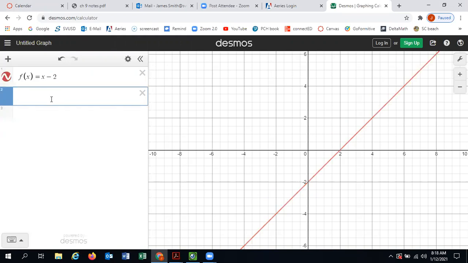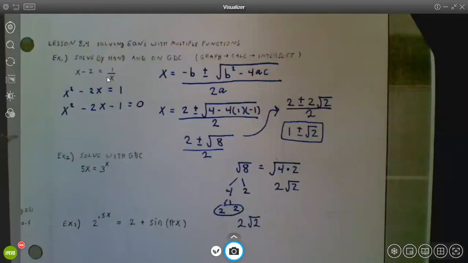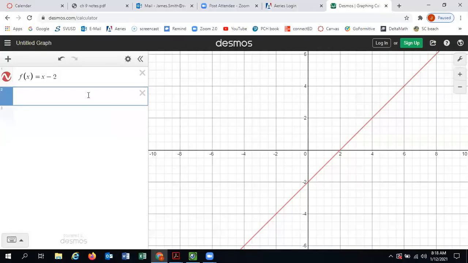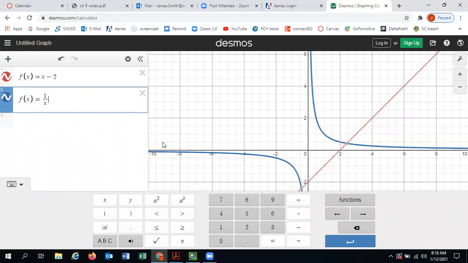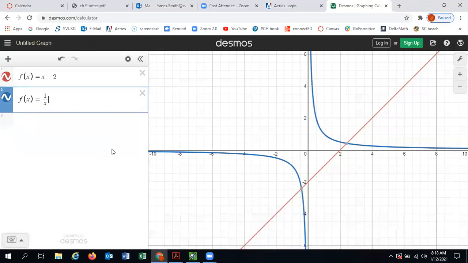But let's do the other side of this. So open up a second window here, just click or hit enter, and you'll open up that second window. And we're going to do the other side of the equation, which was 1 over x. So again, I'm going to say f of x equals 1 over x. You probably don't need the calculator feature for this, but that's what it looks like. So there's our 2 equations.